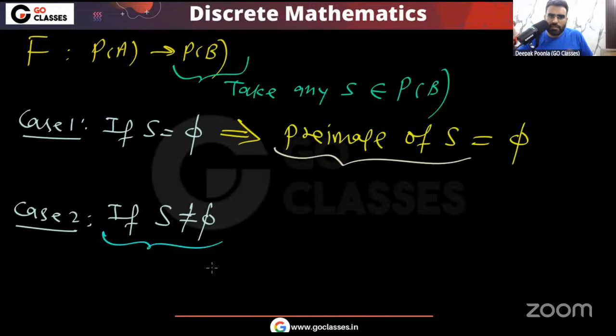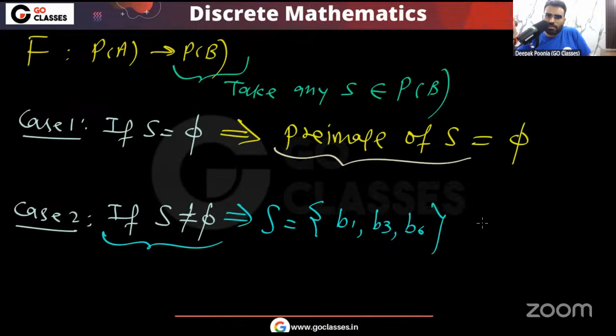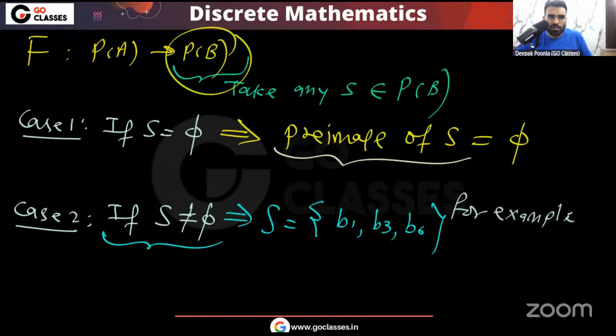Now if you take a non-empty S, then what does it mean? It means that S looks something like this. In S you have maybe B1, B3, maybe B6, like that. This is just an example I have taken. For understanding purposes, you take any set S in PB. Let's assume that this set I have taken is in PB.